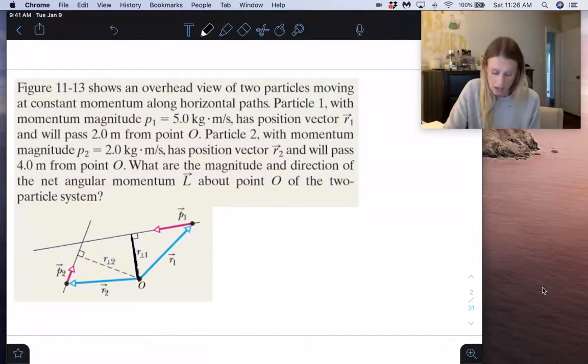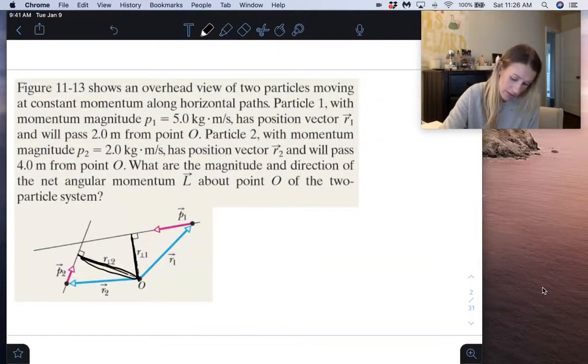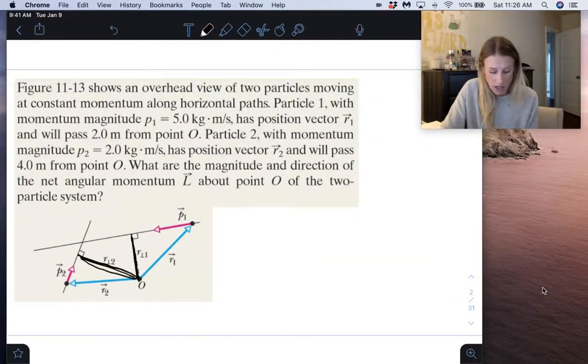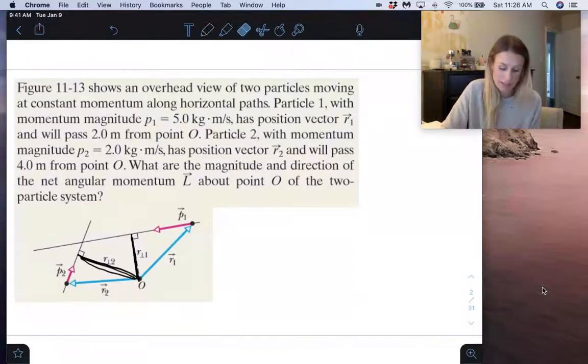Okay. And then it says particle 2 with momentum magnitude P2 equals 2 kilograms times meters per second has position vector R2 and will pass 4 meters from point O. And again, they're giving you the perpendicular vector right there. That's what they're giving you. What are the magnitude and direction of the net angular momentum L about point O of the two particle system?